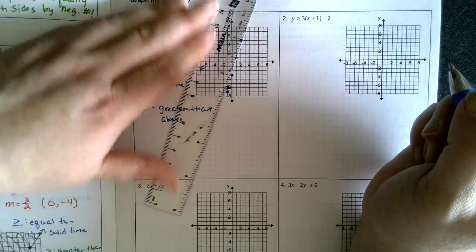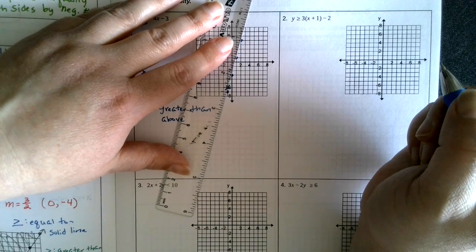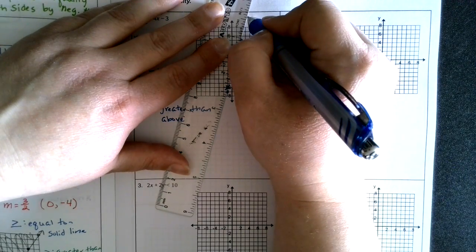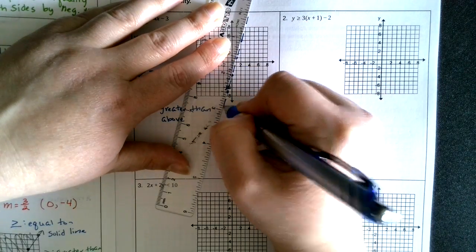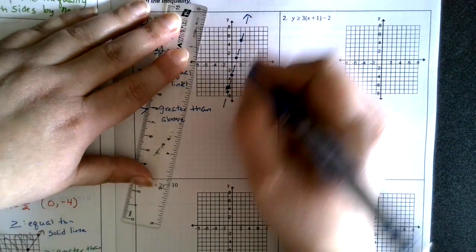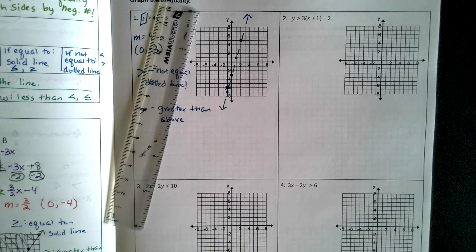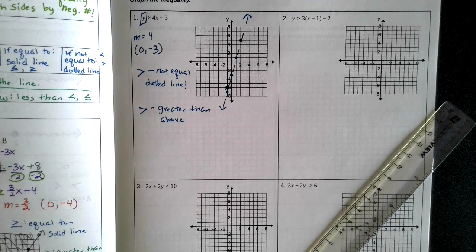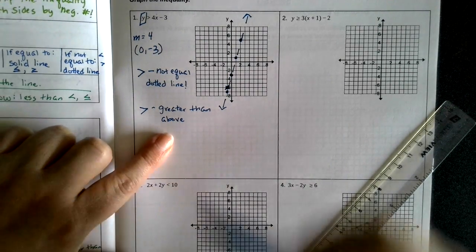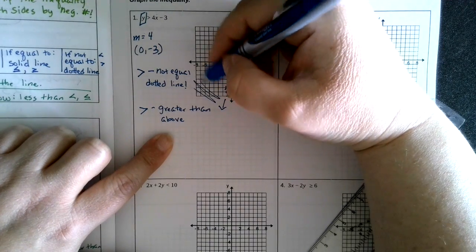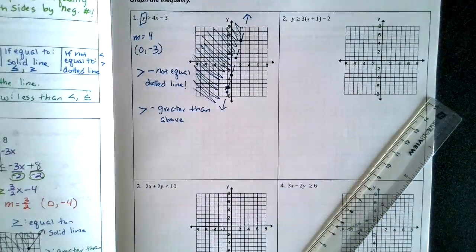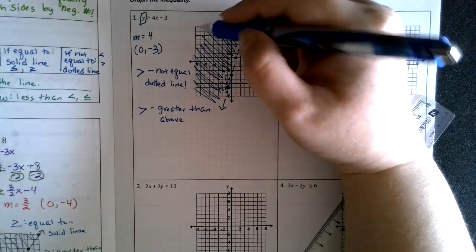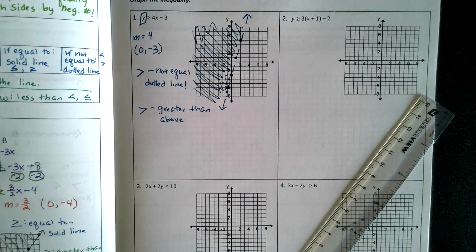So I'm going to use my ruler, and instead of drawing a solid line through it, I'm going to draw a dotted line. So I'm just going to kind of connect the dots, but not totally connect them, and then I draw an arrow on either side to show that it does go on forever. All right, and then this is a greater than symbol, so we're going to shade above, and so I'm going to shade anything in this region above the line. Again, what that means is anything in this shaded region is a solution to the inequality.